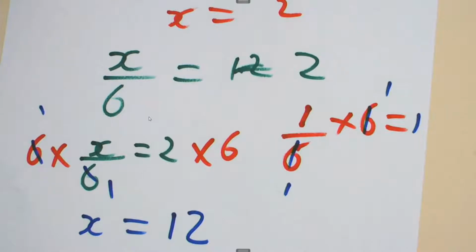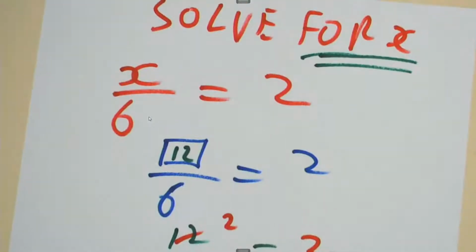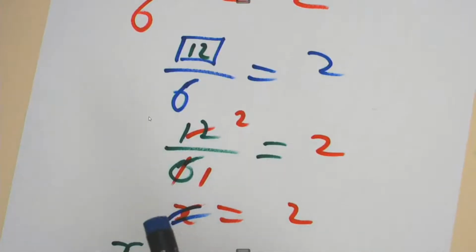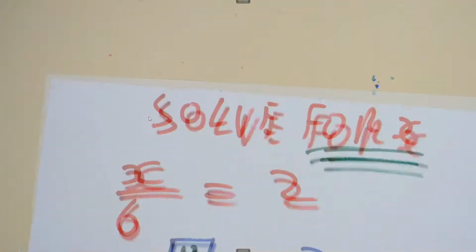You've shown us that x is 12. We're looking for the value of x. Here we were just showing you 12 over 6. How many 6 into 12? There are 2 of them. That is not the value of x. So you have shown us that x is 12.